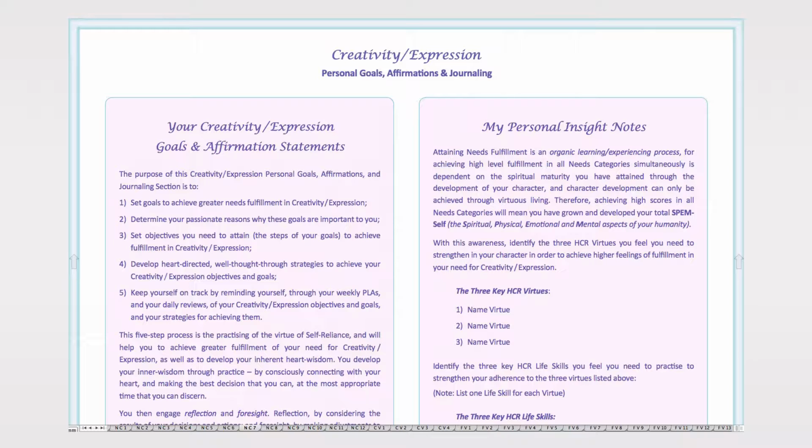Each needs category GAJ page begins with these paragraphs customized to that needs category, your creativity expression, goals, and affirmation statements. So whenever a needs category is referred to on a particular page, for example on this page it's Creativity Expression, on the other needs category GAJ pages, Creativity Expression would be replaced by the needs category of that page. If this was the Autonomy Freedom page, then it would say Autonomy Freedom. If the Connection Community page, then Connection Community, and so on. The purpose of this Creativity Expression, Personal Goals, Affirmations, and Journaling page is to, one, set goals to achieve greater needs fulfillment in creativity expression.